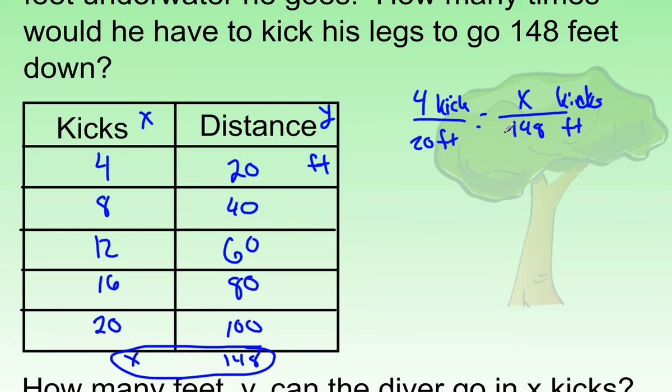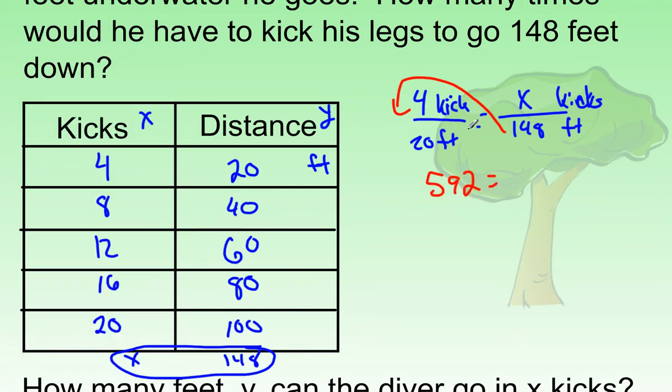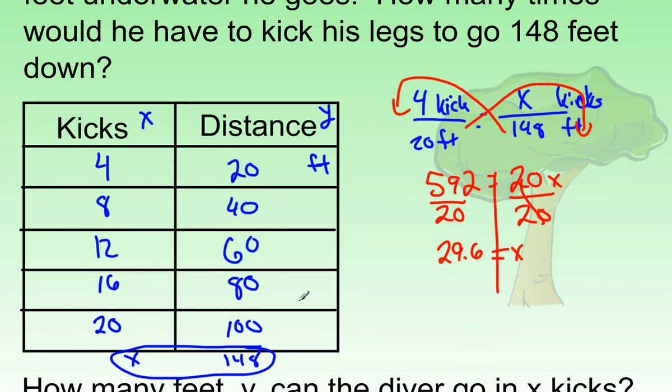Cross multiply, we go here. 4 times 148, 592. 20 times x is 20x. Solve the equation. We divide by 20 on each side. Those cancel. X equals 592 divided by 20 is 29.6. So if this guy kicked his legs 29.6 times, he would go the 148 feet down.